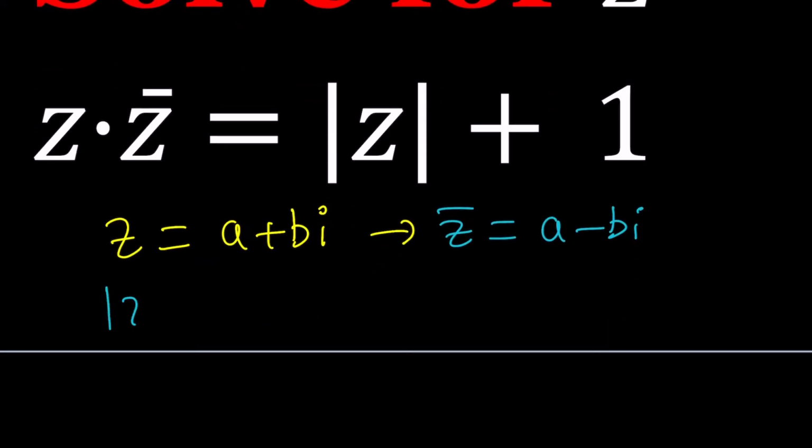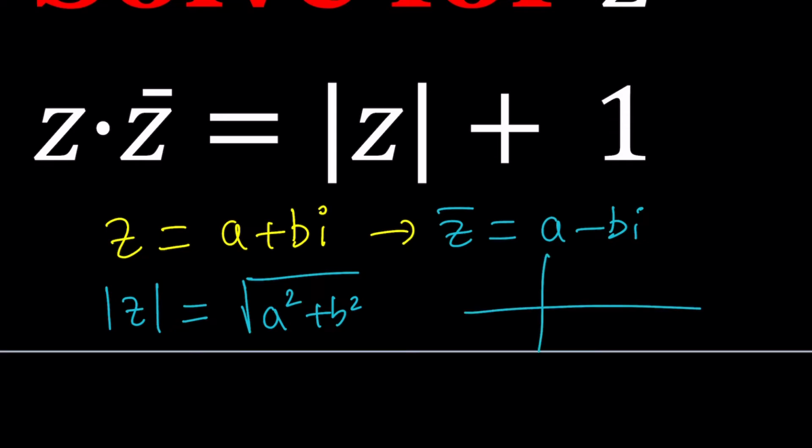And the absolute value of z is defined as the square root of a squared plus b squared from the Pythagorean theorem. It's basically the distance from the complex number to the origin, right? And you know that complex numbers can be plotted as a vector, as a point on the plane. You can call it the complex plane. The real part and the imaginary part go like that. And there's an angle theta, which we call the argument, and r is called the modulus, or just the absolute value.